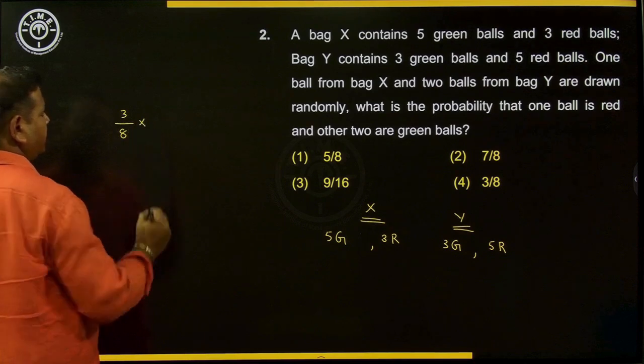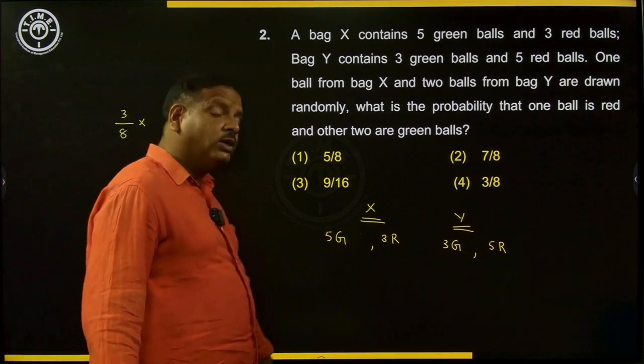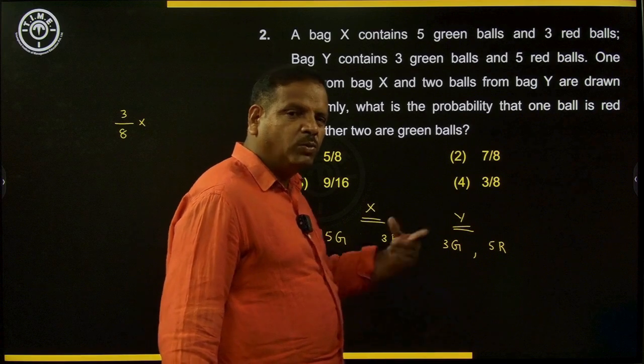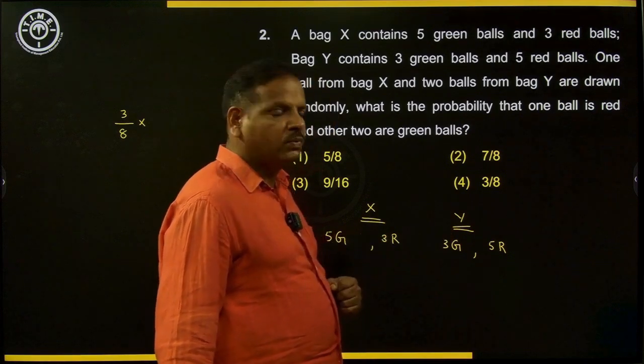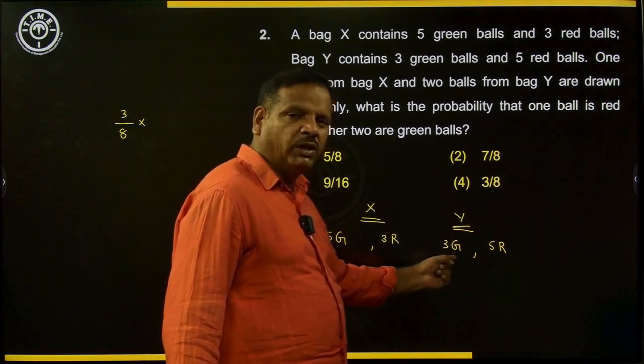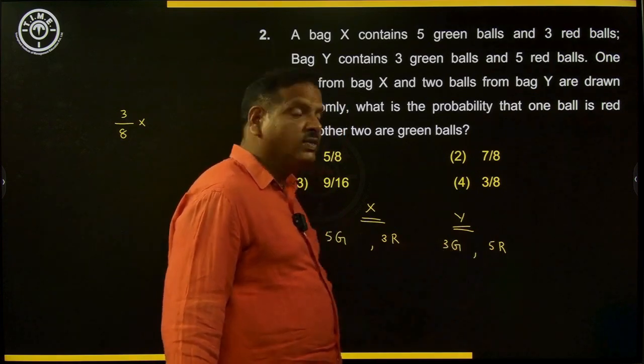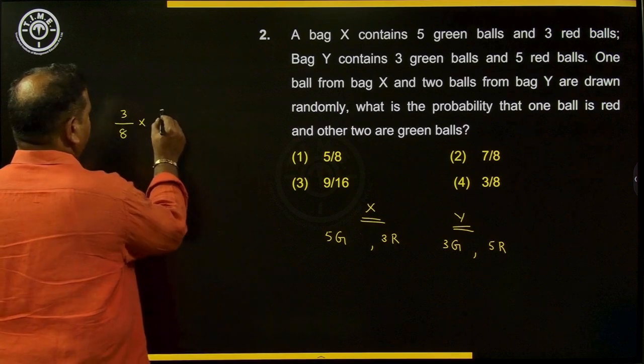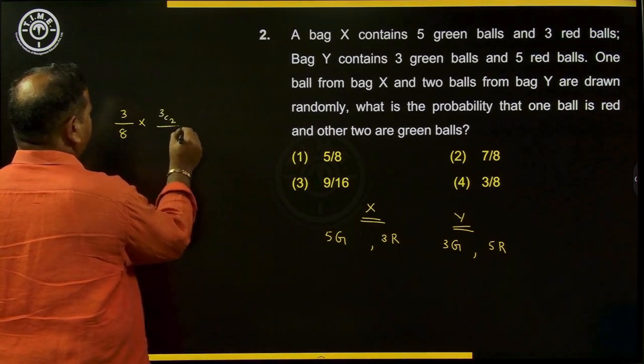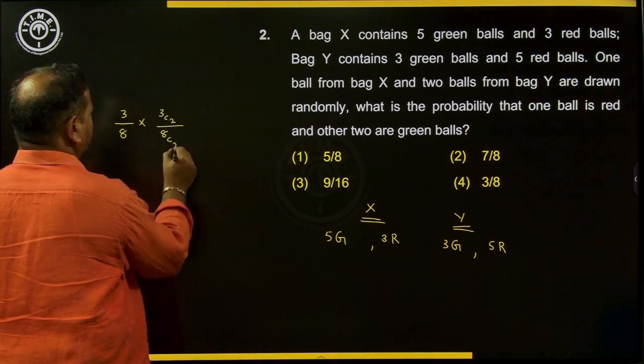1 ball is red and the other 2 are green. The remaining 2 balls must come from where? From Y. For 2 green, look, 3C2 by total 8C2. 3C2 by 8C2. This is one of the ways.